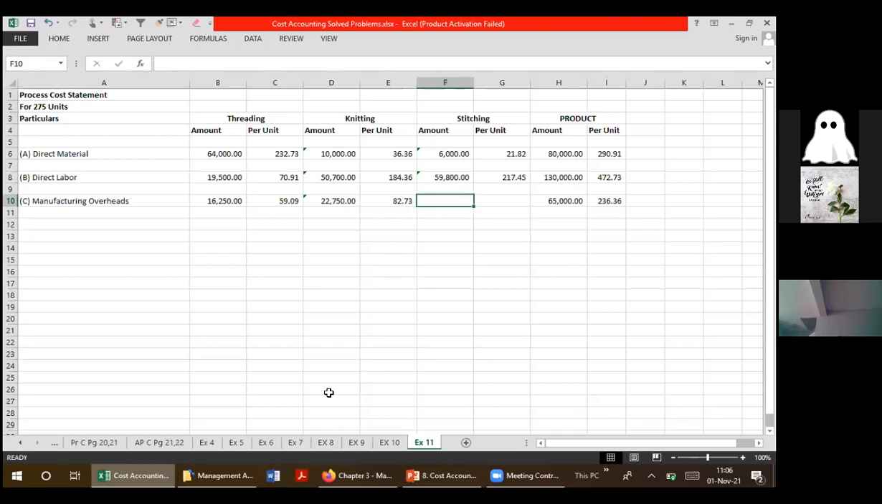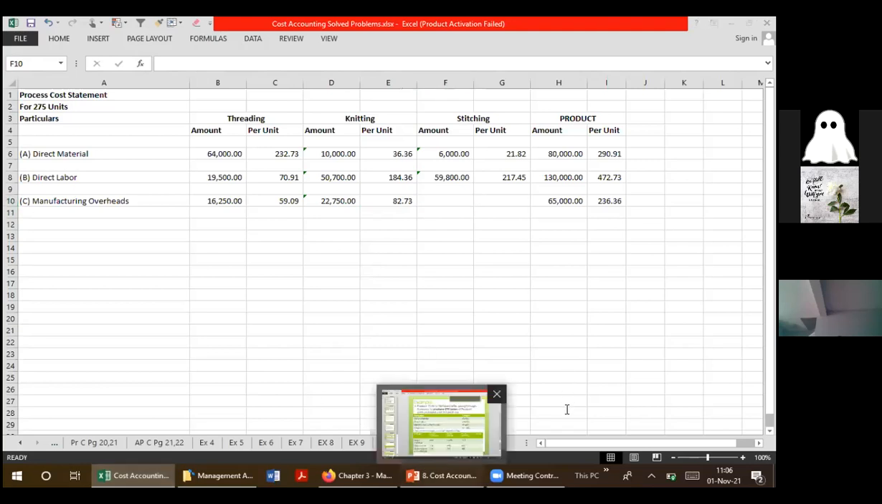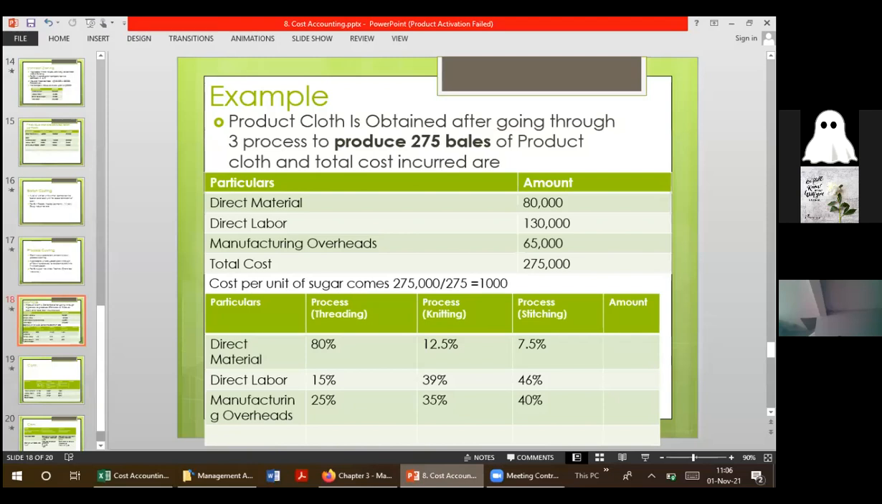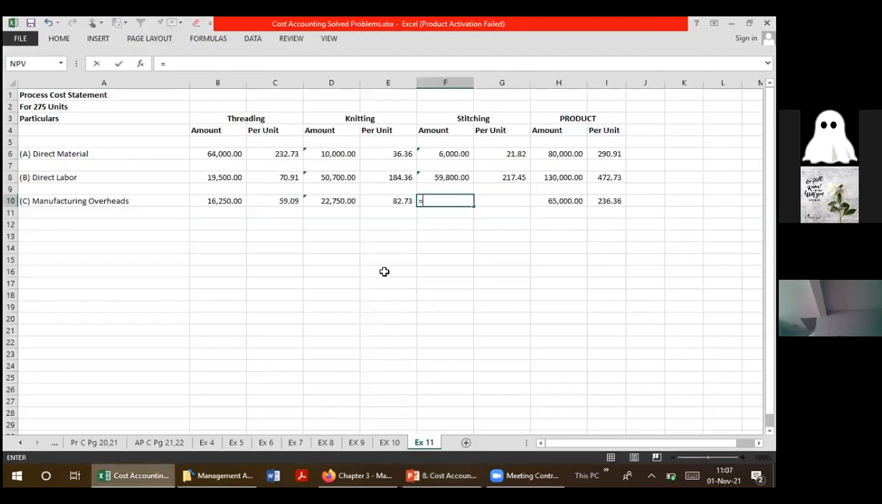After that, we have the stitching process. That takes 40% of our cost. 40% of 65,000 is 26,000, and per unit that will be divided by 275. 94.55.